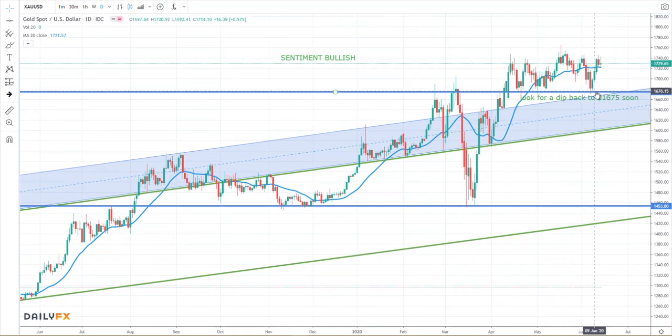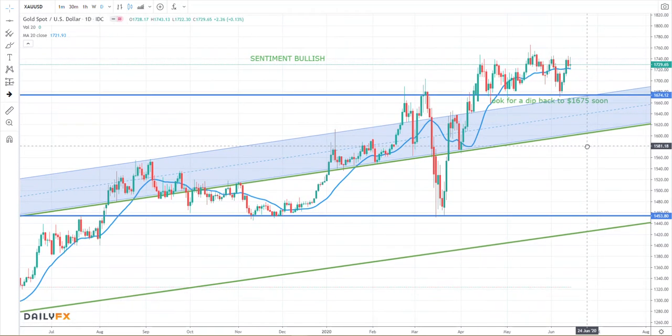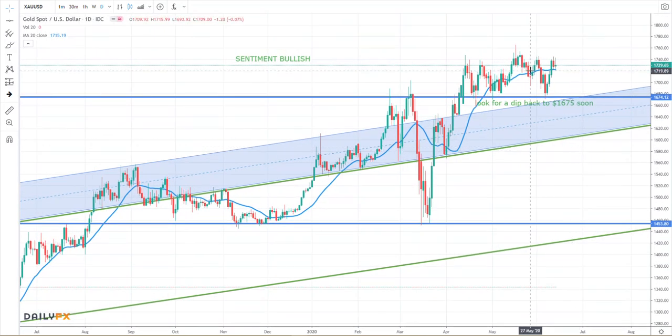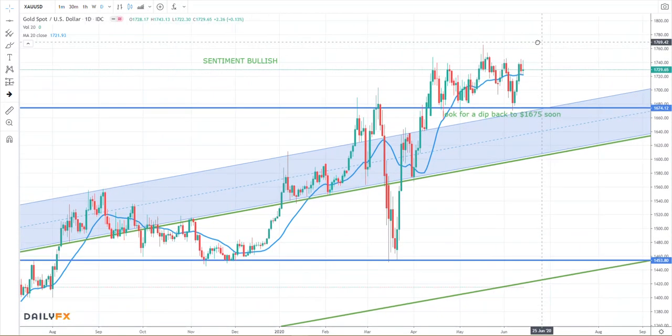Now I said look for a dip back to 1675 soon, because if we look back in time, history repeats itself. Between August of 2019 and late December of 2019, price really just drifted sideways for 4 months. So now that price has proven itself, we see April into June, it's been here for a few months, it could carry on a bit.